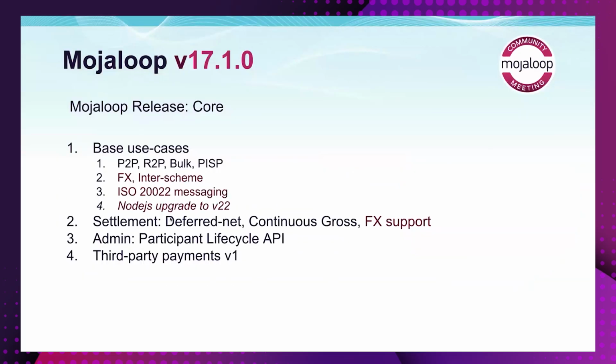So for Mojaloop version 17.10, on the core side, we have support for the usual use cases, nothing different here, but Node.js has been upgraded, and it's not a use case, just wanted to highlight the change there. But the usual use cases of P2P, request to pay, bulk, FX into scheme are all supported, and the previous settlement models from settlement are also supported. There is a slide where we show each of the use cases or APIs. I'll add some notes regarding the changes that are happening in those spaces.